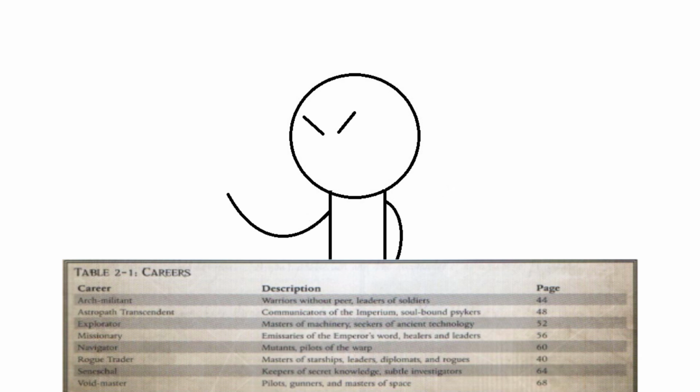Arch Militant, which is your soldier military leader. Astropath Transcendent, which is your psychic communicator. Explorator, which seems to be your techie. Missionary, which is your doctor and priest. Navigator is your mutant psychic warp GPS. Rogue Trader, which is essentially your rogue mixed with a bard, mixed with the boss. Seneschal? I'm pronouncing that wrong. Seems to be the result of an informer and a rogue having a drunken Valentine's Day night, and Voidmaster, which seems to be the guy you need when someone doesn't know how to fly a starship.